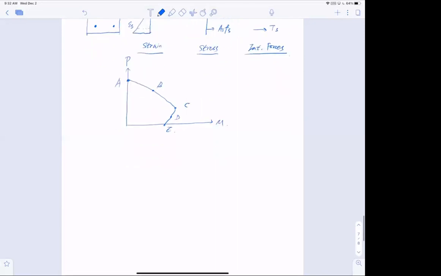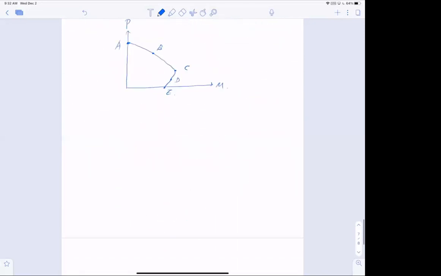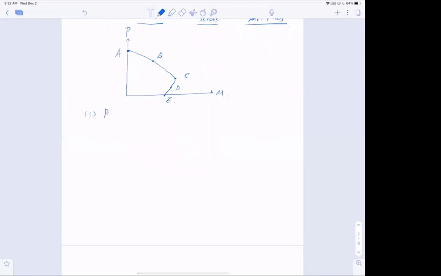So first things first, number 1, to find point C, the balance failure. At balance, I want to take a look at the strain diagram. I know that my compressive strain for the concrete at balance reaches epsilon cu equal to 0.003.